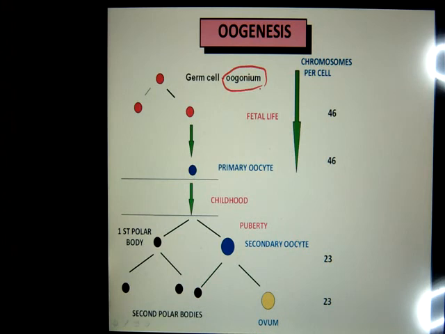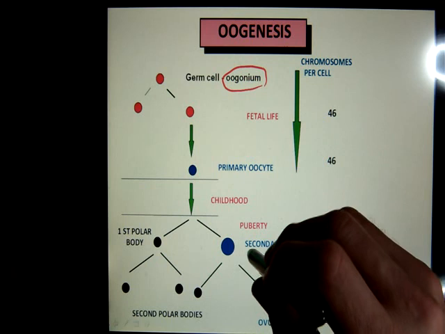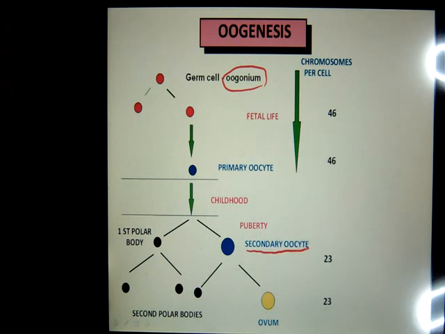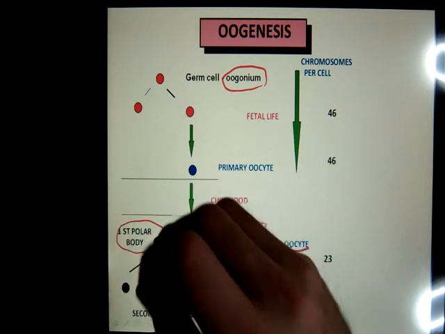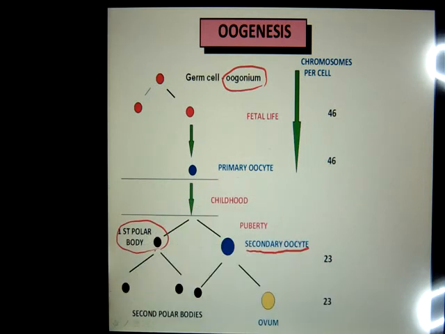Now this is an unequal division. So most of the cytoplasm and organelles are going to go into what's called a secondary oocyte. The rest of the cytoplasm and organelles, but not much, is going to become what's called a polar body. The polar body really has no function. At the end of the day, it's just going to degenerate.